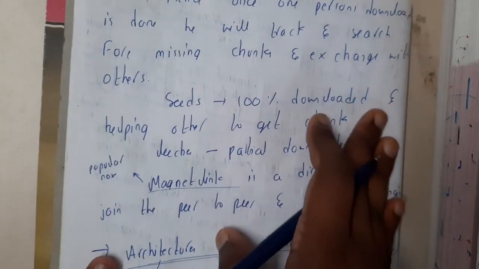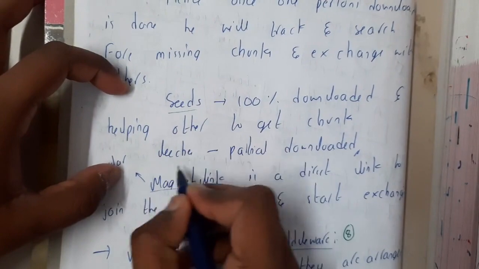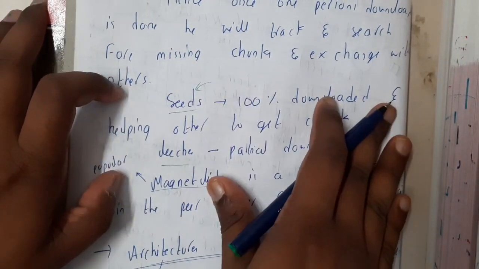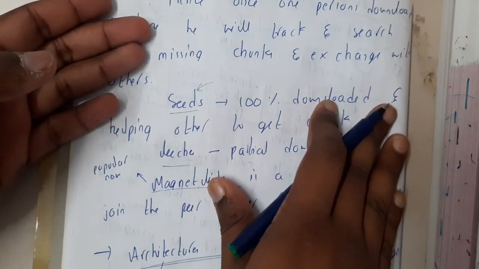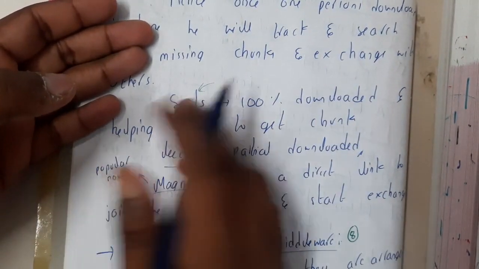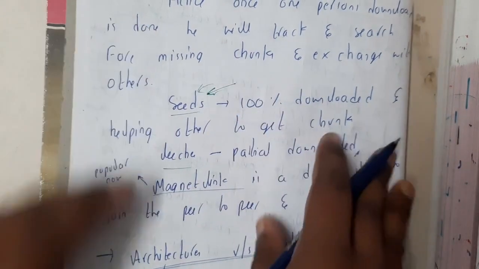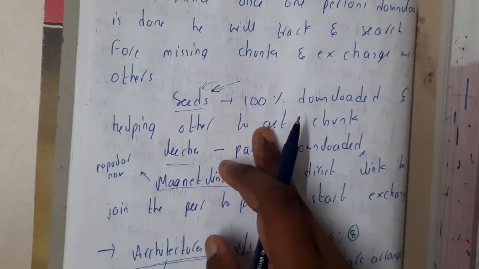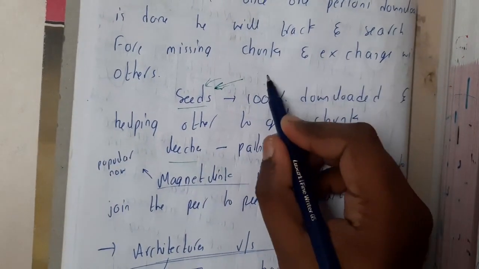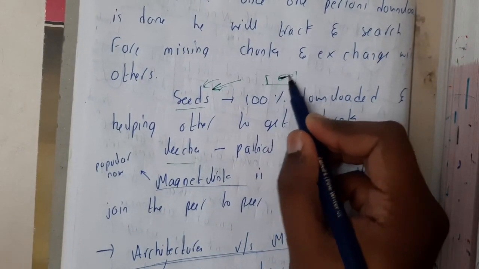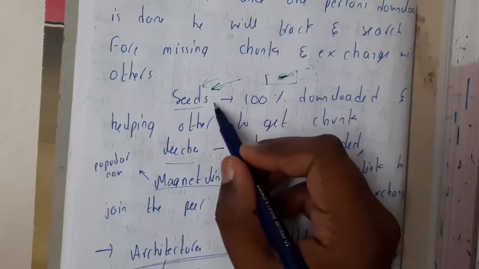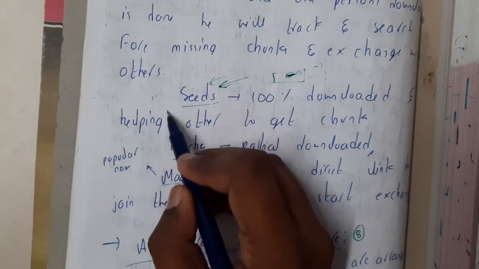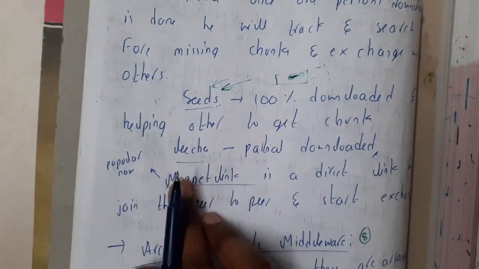So once one person's download is done, he will trace and search for missing chunks and exchange with others. Now let us go to the terminology of seeds and leeches, guys. Seeds are nothing but the persons whose download is done 100% and they are helping others to complete their download. Whenever you are downloading something from torrents, you will be seeing the word seeds. They will be saying that seeds should be high, seeds should be high. This is the reason, guys. Their download is completely done and they are sharing their system files as a server. That is nothing but seeds. Similarly, leeches are nothing but partially downloaded. Yours is 50% downloaded, your friend's is also 50% downloaded, and you are exchanging. So these are nothing but leeches.